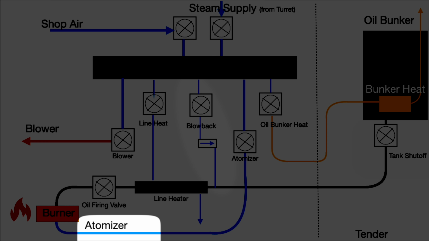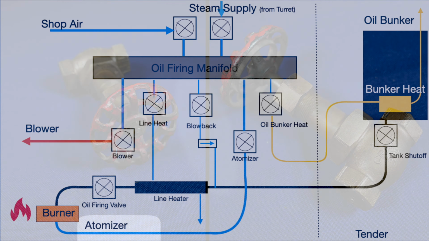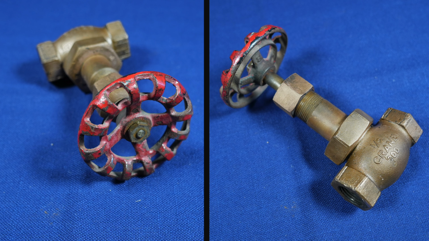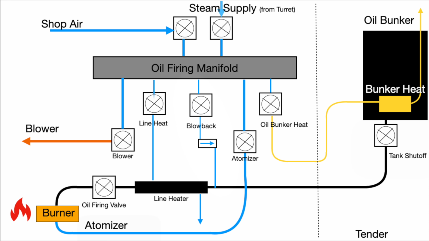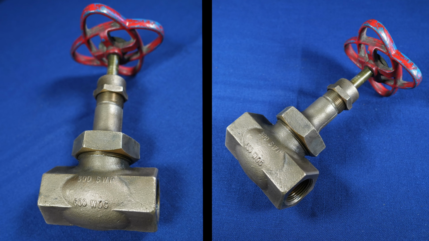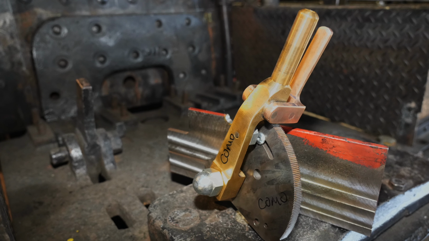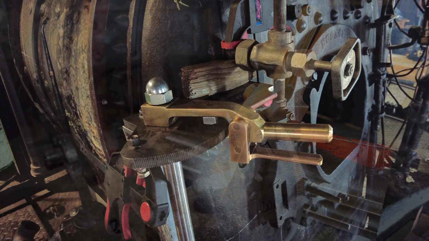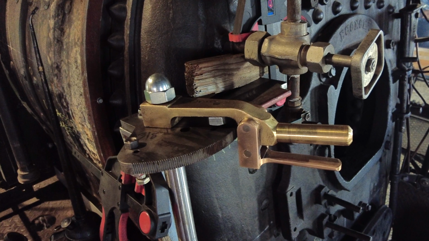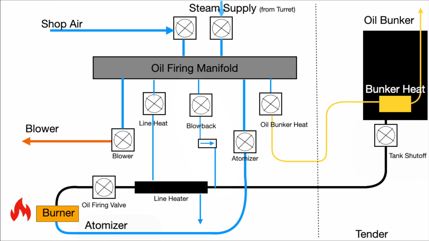The fourth system we'll discuss is the Atomizer, which is the other component aside from oil that the burner uses to create the combustion inside the firebox. The Atomizer is adjusted by the firemen approximately every time they move the oil firing valve so that there's the proper air and oil mixture inside the firebox to burn completely and keep the stack burning clean.